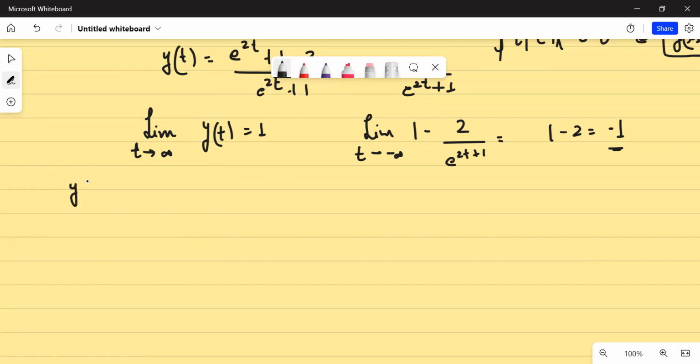So let us first find the derivative of it. So y dash t would be equals to what? Y dash t would be equals to simply 2 upon (e to the power 2t plus 1) whole square, and then you will have this 2 again e to the power 2t.